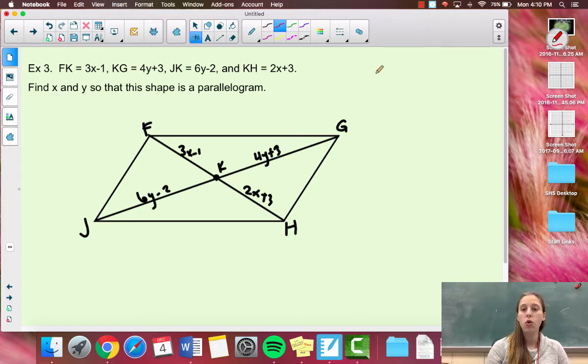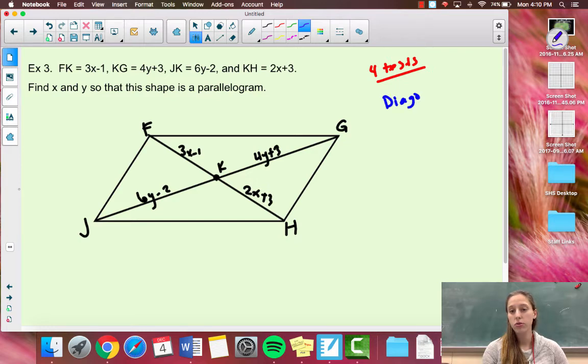Well, going back to our 4 tests, remember, we can look at those 4 things and we can see which one would be helpful. Well, we don't have any side lengths, we don't have any angles, but we do have a rule that says diagonals in a parallelogram bisect each other. So that would be a good test to use. So I'm going to write this down. Diagonals in a parallelogram bisect each other.